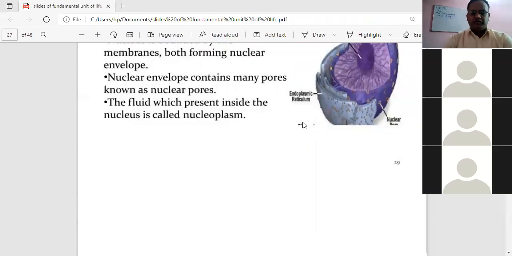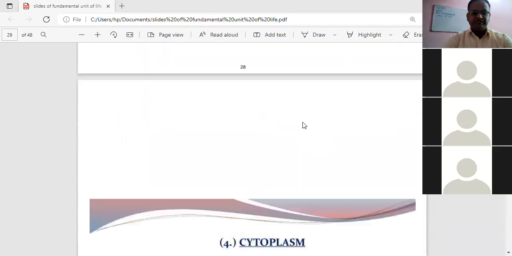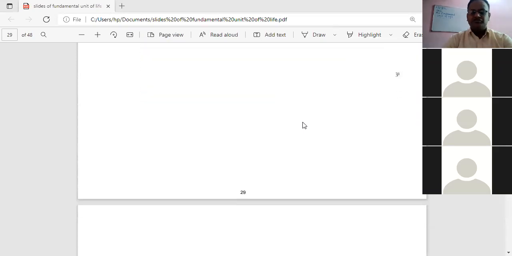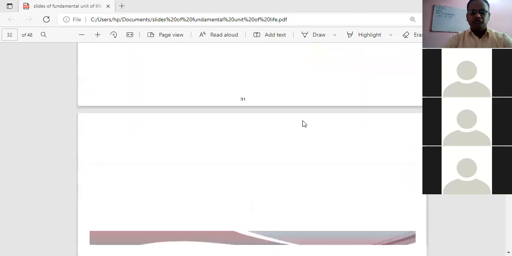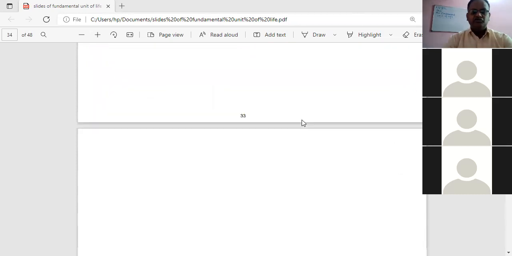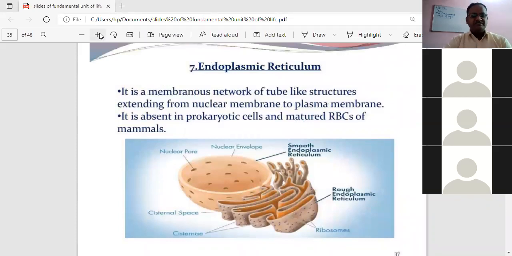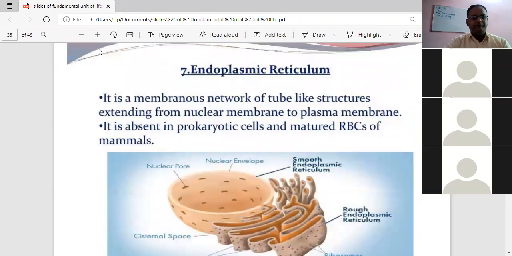Well explained. Now, students, after the nucleus, cytoplasm also we discussed, cell wall also we discussed. Now we will come to the next cell organelle, that is the endoplasmic reticulum. First we will discuss the endoplasmic reticulum, its structure and function, and then we will move to the mitochondria.